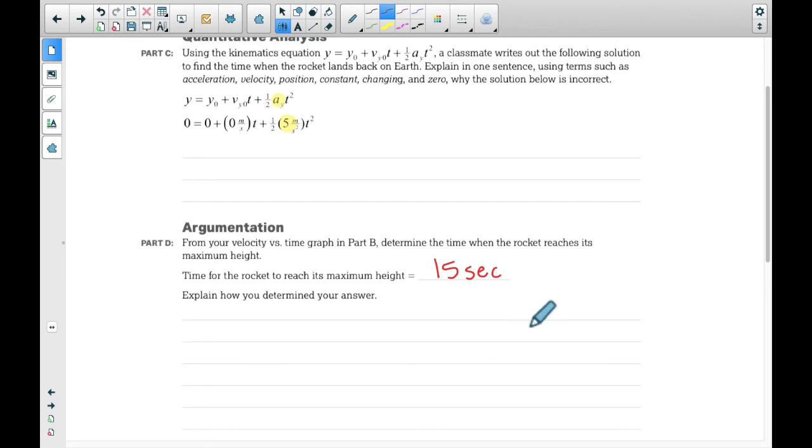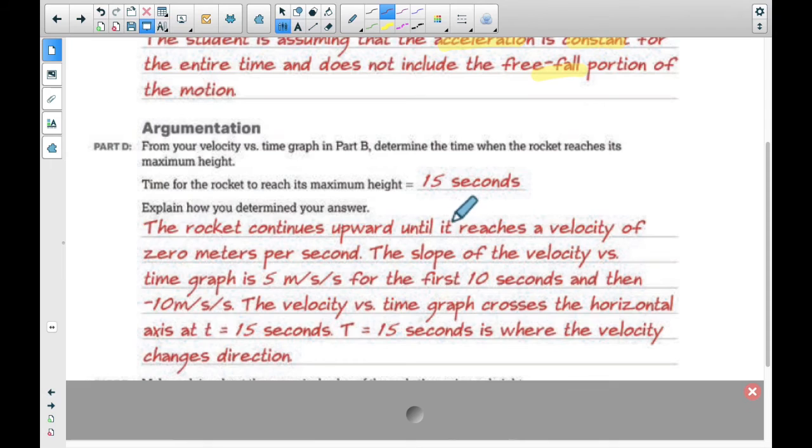Explain how you determined your answer. Once again, I'm going to go to what they wrote down, but we just went over it. We explained it a second ago. Okay, the rocket continues upward until it reaches a velocity of 0 meters per second. The slope of the velocity versus time graph is 5 meters per second squared for the first 10 seconds, and then negative 10 meters per second squared after that. The velocity time graph crosses the horizontal axis at t equals 15. T equals 15 seconds is where the velocity changes direction.